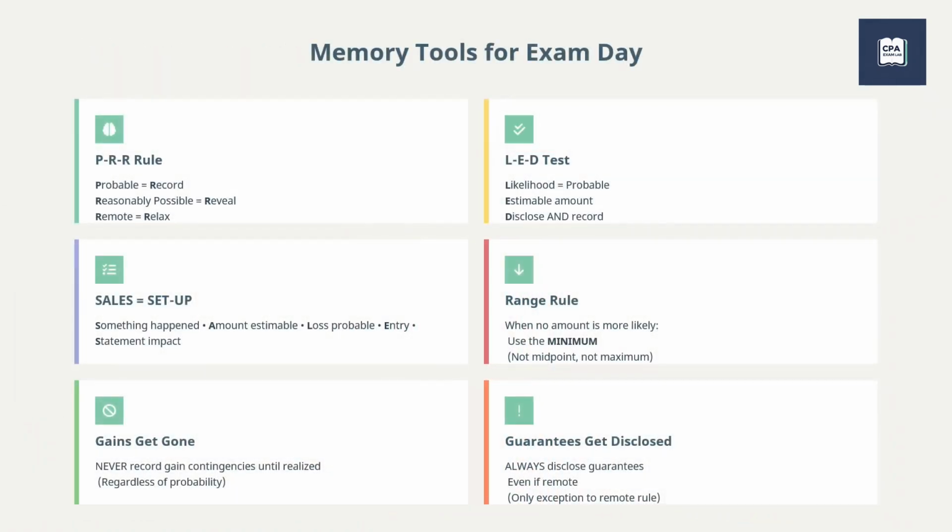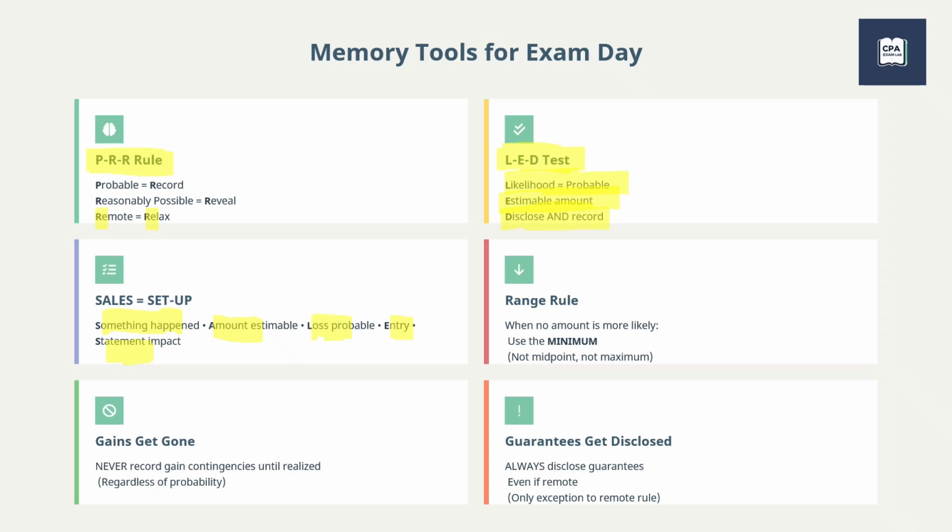Six memory tools to help on exam day. First, the PRR rule. If something is probable, record it. If reasonably possible, reveal it. If remote, relax. Second, the LED test. So when do we disclose and record? If the likelihood is probable and we have an estimated amount, we disclose and record. If one of the conditions is not met, we do not record it. We still disclose though. So something happened, the amount is estimable, the loss is probable, we make an entry because there's a statement impact.